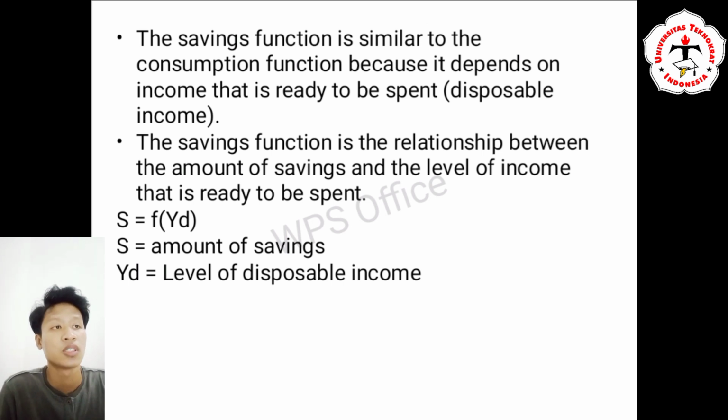The saving function is similar to the consumption function because it depends on income that is ready to be spent, or disposable income. The saving function is the relationship between the amount of saving and the level of income that is ready to be spent. S equals f(YD). S equals the amount of saving. YD equals the level of disposable income.